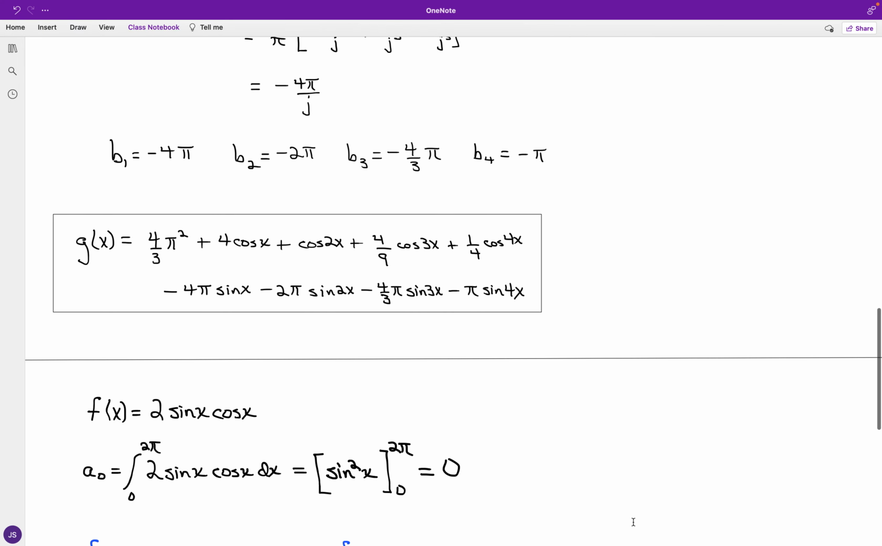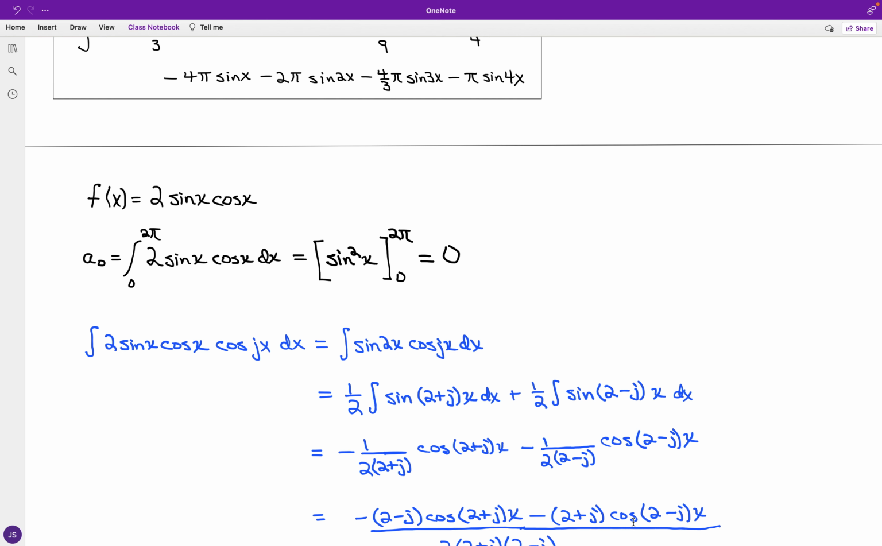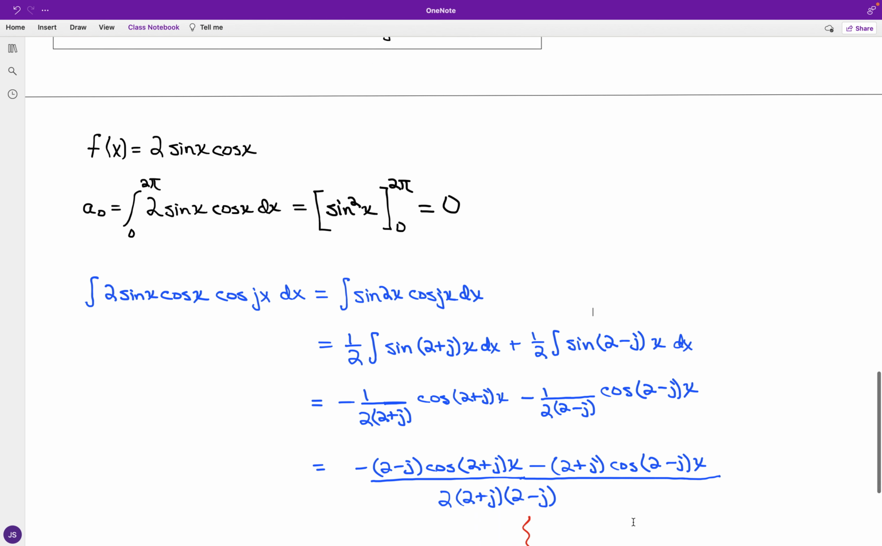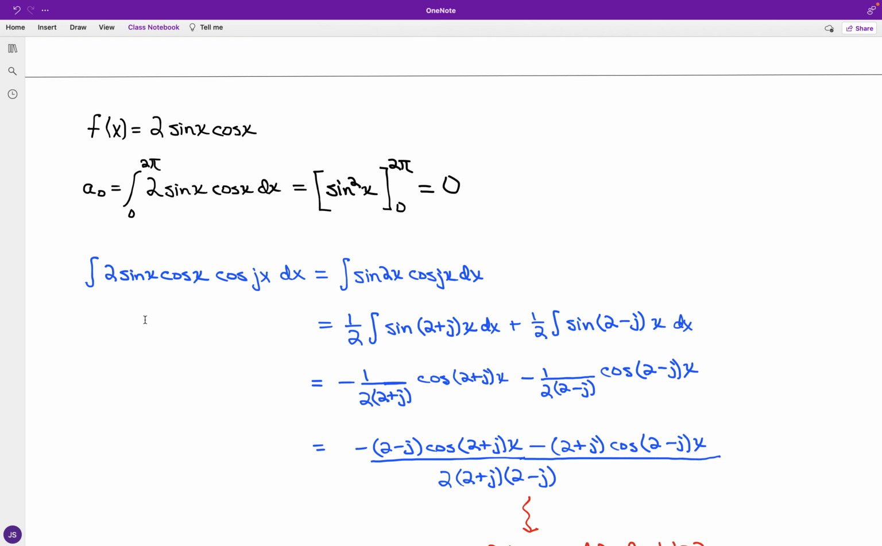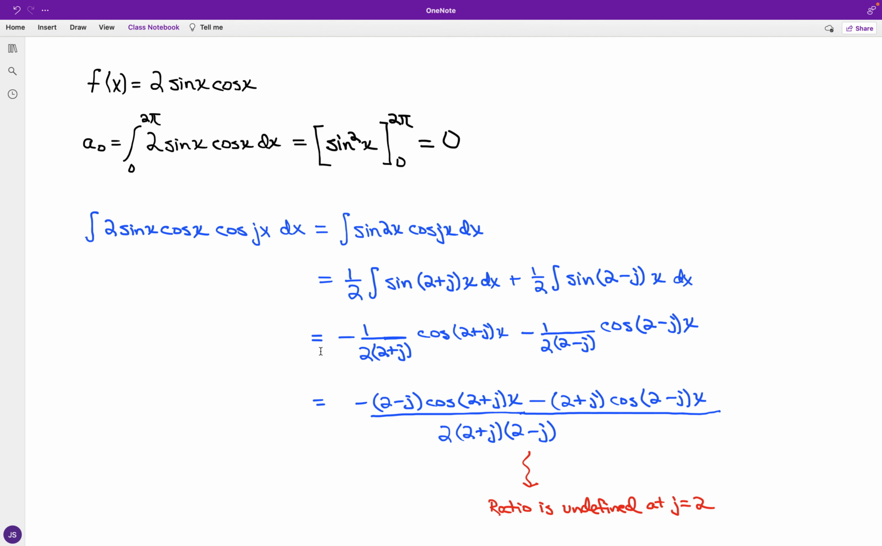And where we might have this be forbidden would be if you had your function f of x equal to 2 times the sine of x times the cosine of x. Now for the a naught, this is not a problematic situation. That is going to go to 0. But once you start to look at multiplying this function by either the cosine of jx or the sine of jx, say if I were to take f of x times the cosine of jx and attempt to integrate with respect to the variable j.